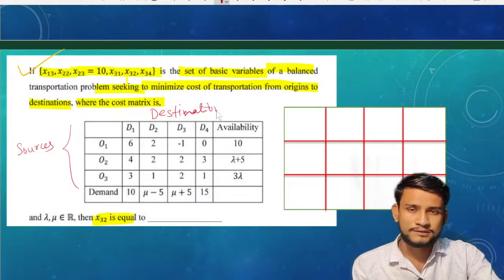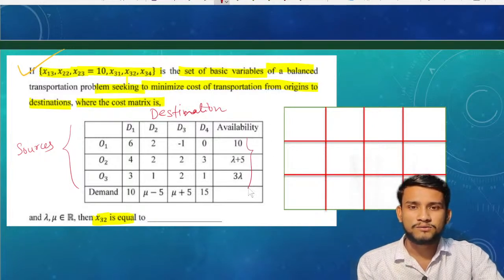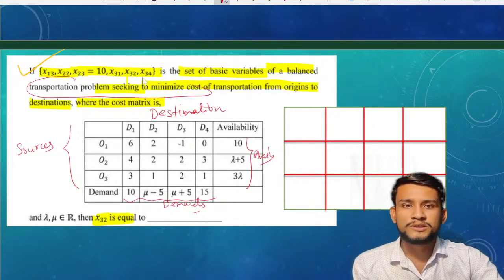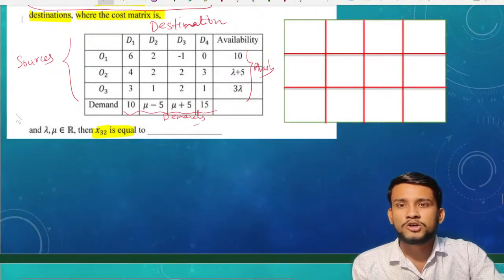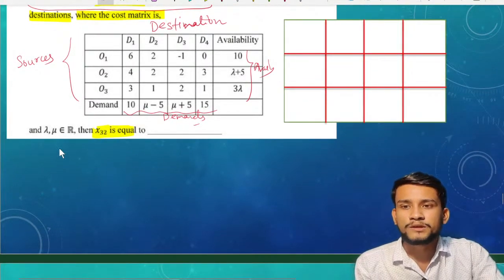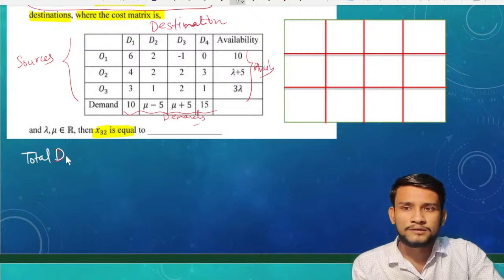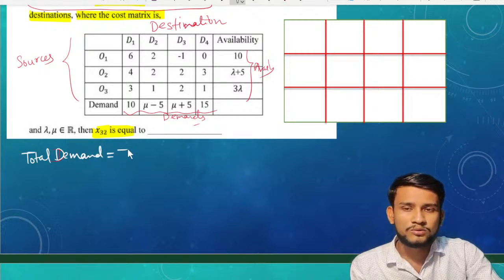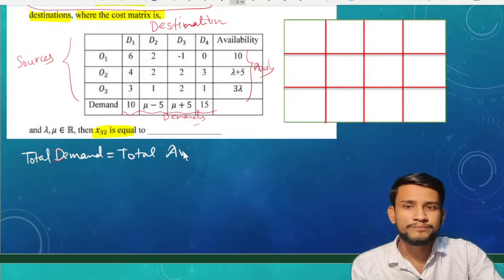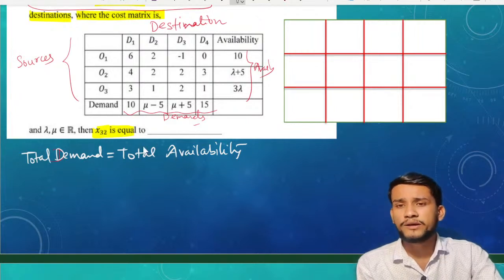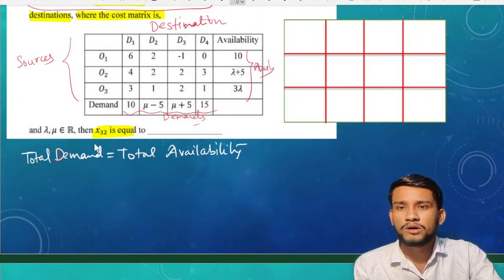These are the availability, and these are the demands. Now, given that the transportation problem is balanced, that means total demand equals total availability.